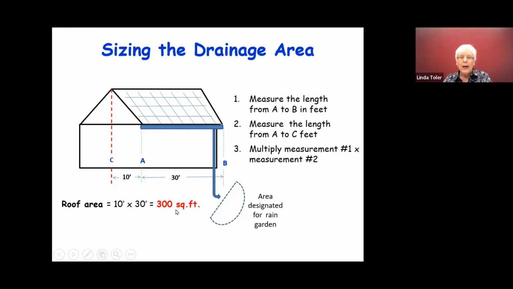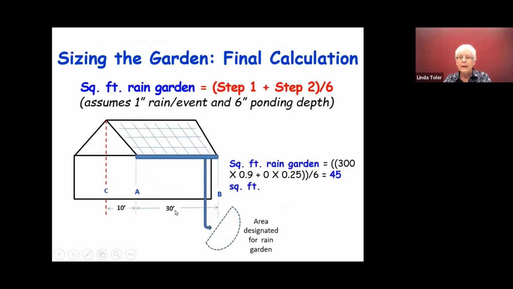All right, so we have the area of our roof. The next thing we need to do is figure out how much water is going to be running off that roof down this downspout to our rain garden area. So you want to take our 300 square feet and multiply it by that runoff factor, which is 0.9. The water's not running over any pervious surfaces, so we don't have any square foot for that.